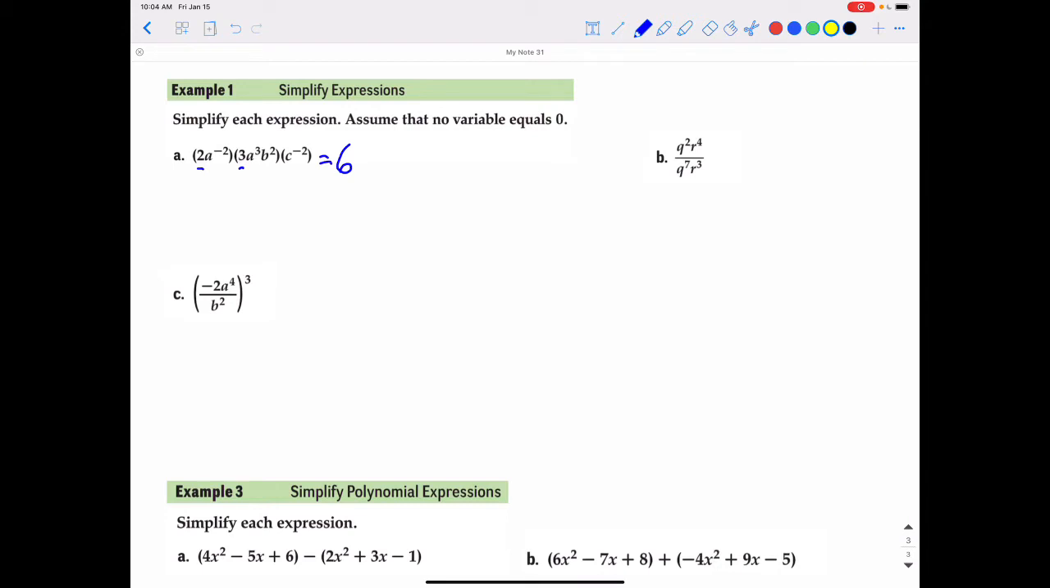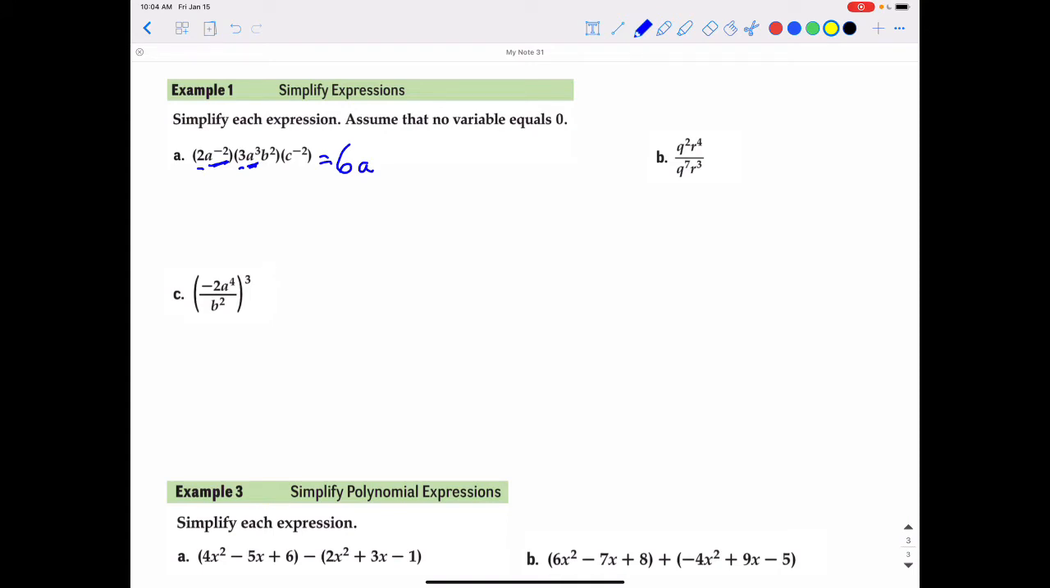And then I have a to the negative 2 power right here and a to the third power right here. And since we're multiplying these terms together, we're going to add the exponents. Negative 2 plus 3 is positive 1. So that would be a to the first power. And I don't need that first power there, so I'll just take it away. And that still means a to the first power.